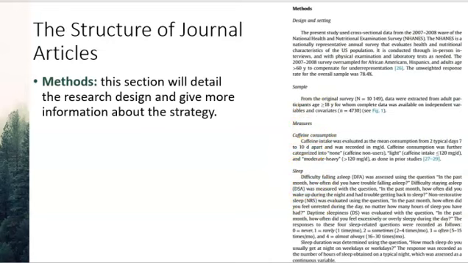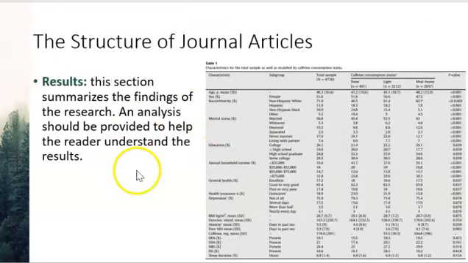After they say the methods they use, they publish the results. This is usually in some kind of large table or graph. If you're not a math person, sometimes the results section can be a little bit confusing, but my recommendation is always locate the charts, locate the graphs. Don't try to worry about every single statistical finding. We'll learn more about those later in the course.